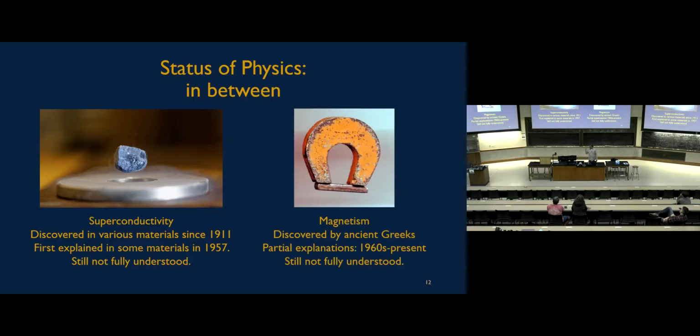Same goes with magnetism. It was discovered by ancient Greeks. And again, we have some models for magnetism, but even today, we don't have a full picture of what makes a magnet work. So we have explained everything at the tiniest scales, and we have explained everything at the largest scales, and there's a lot in between that we haven't explained.